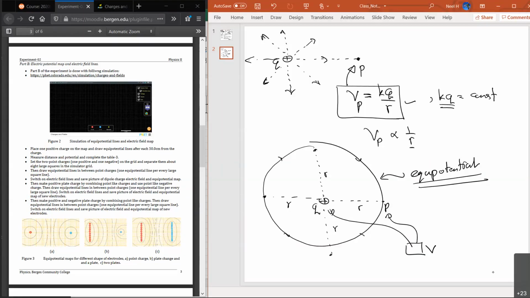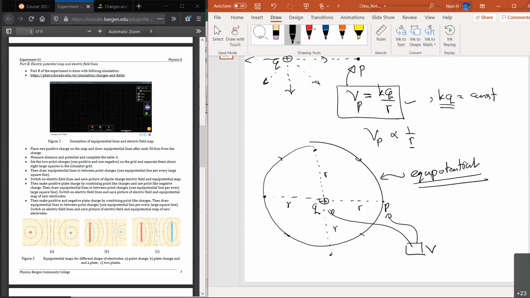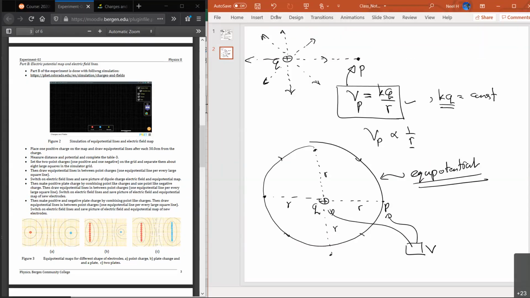So if I go to different locations around this and keep the same separation, let's say I pick another point here, point A. If I draw a line by keeping the same radius around this point, then I will get another equipotential. So let's say this is V1, then this is V2, a different potential. Okay, good. Any questions so far?